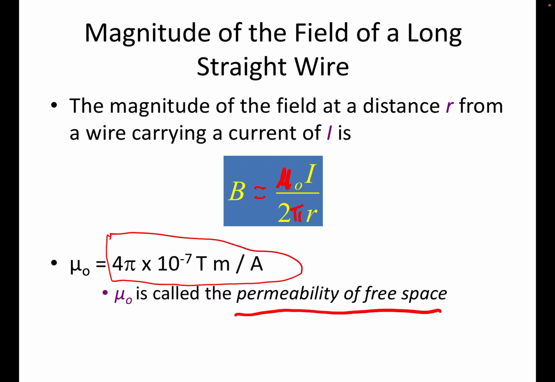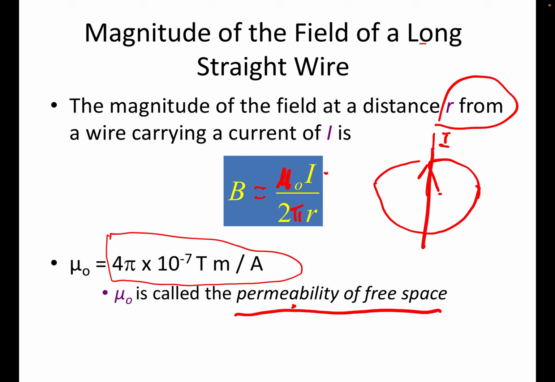And in this equation, mu0, of course, we just discussed, I is the current of the straight wire, and r is the distance from the wire. Suppose this is I, then this is how we calculate the magnetic field for a circle around the wire with distance r to the wire.